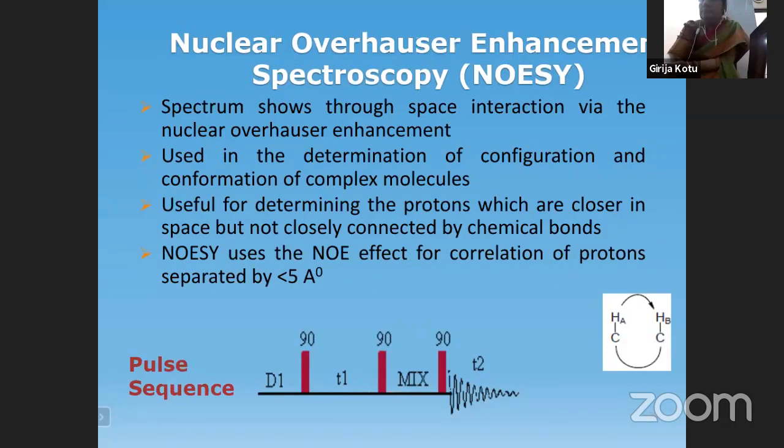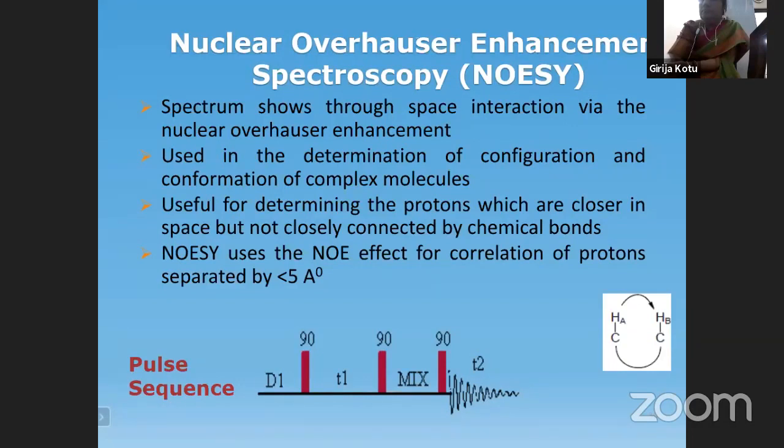Even though the protons or the nuclei are far apart as far as the number of bonds are concerned, if based on the geometry of the structure the two protons come closer, their connectivity can be known through this particular technique, and with reference to 2D that technique is called NOESY. 1D is the NOE technique. The same thing in 2D is called NOESY.